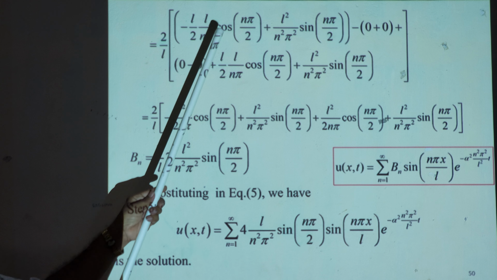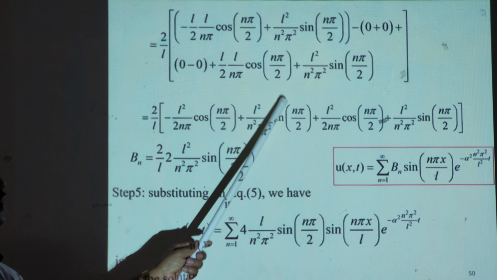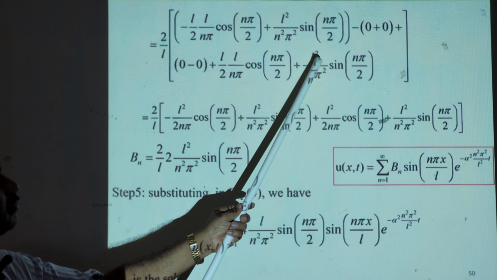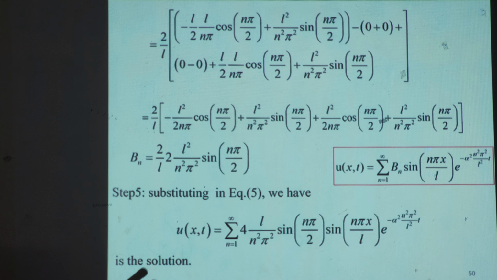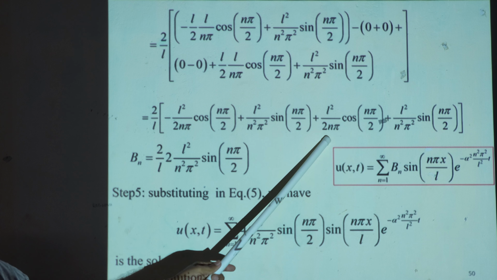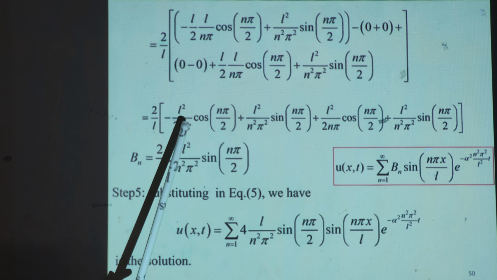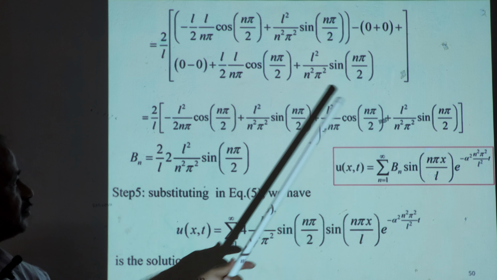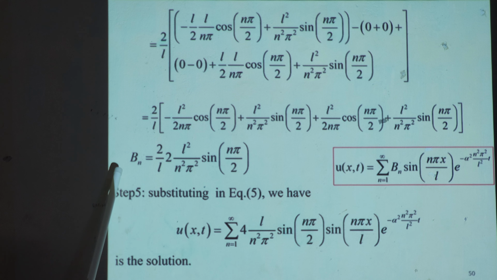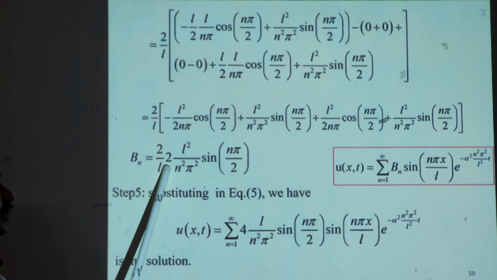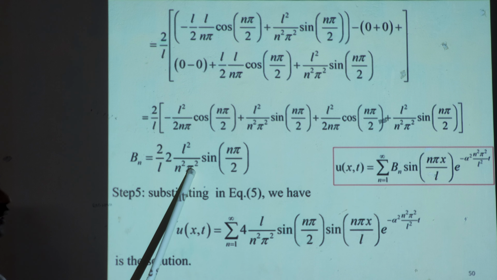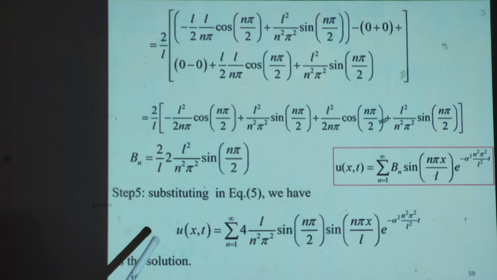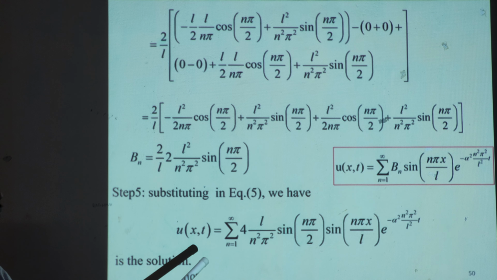Okay, so we have now the first term is here, second term is here, and this is your third term, and this will be your fourth term. And this term will get cancelled. See here, this term and this term are similar terms, they will get cancelled. This term plus this term will give us 2 times. So we have Bn equal to 2 divided by L, 2 times L square divided by n square pi squared sin n pi by 2. Okay, is it okay?